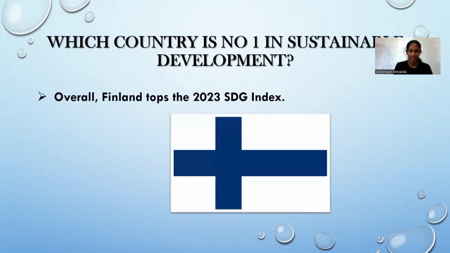Next one is which country is number one in sustainable development. The report assessed the progress of all 193 UN member states on the SDGs. This year Finland, Sweden, and Denmark topped the ranking. In addition, we also feature the spillover index that tracks countries' positive and negative impacts abroad.